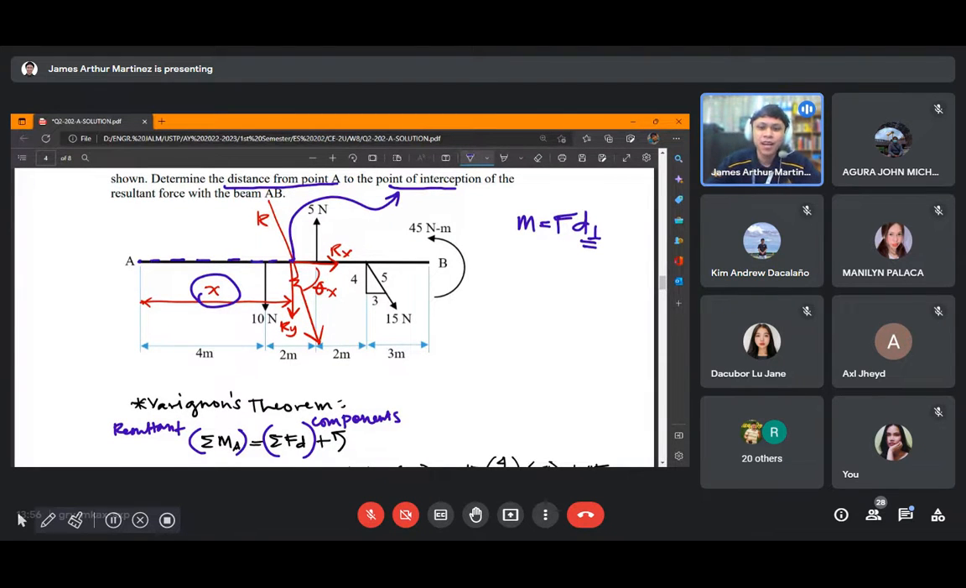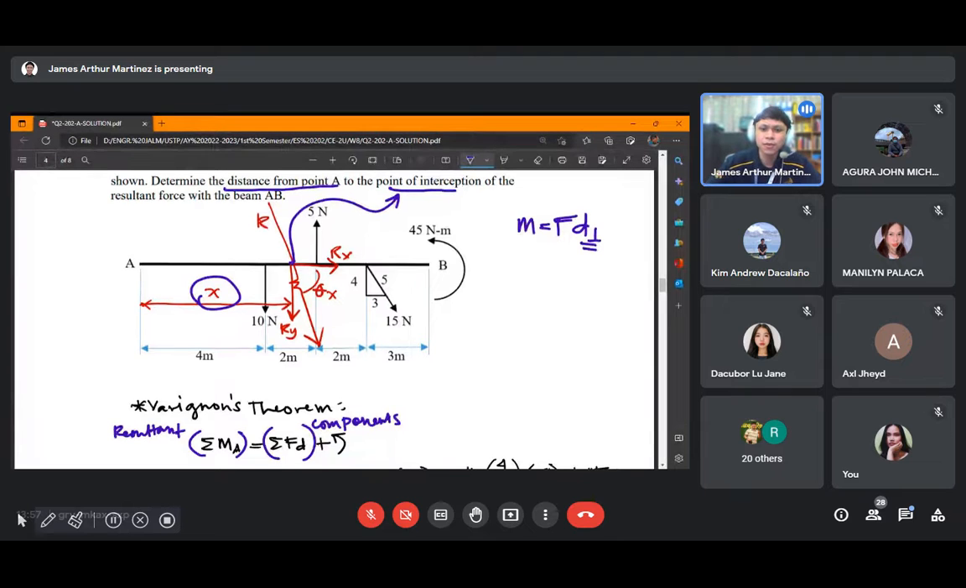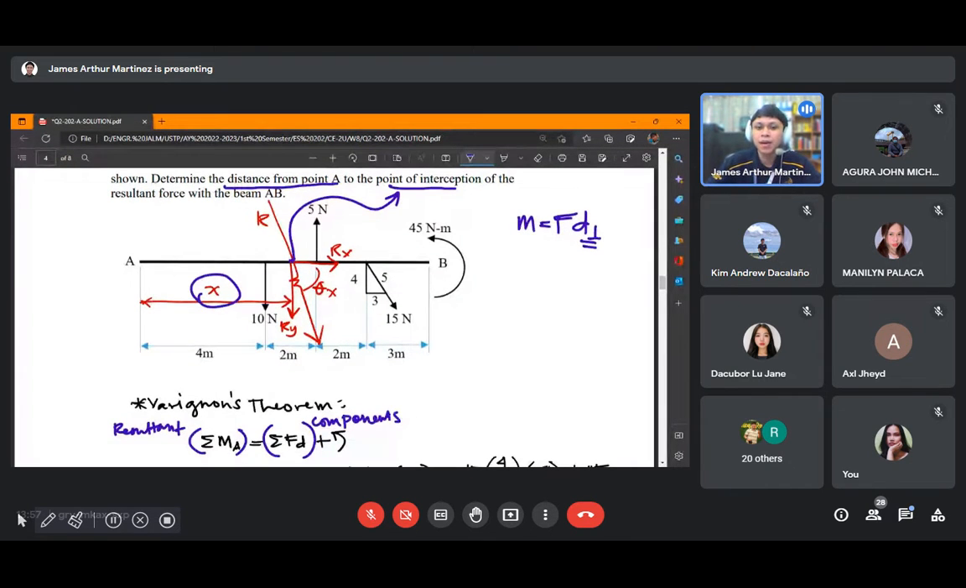Technically, mag-cancel out na siya because ang iyang line of action class is nag-act siya kang point A, no? Muagi siya kang point A. That is why, kung mag-take tag moment kang point A, mag-cancel out si RX. Hindi siya ma-appear sa ato ang analysis. So, with this, wala na tayo problema sa moment arm ni RX. Kaya ma-eliminate man siya. So, very convenient kung sa point of intersection na to siya ibutang.